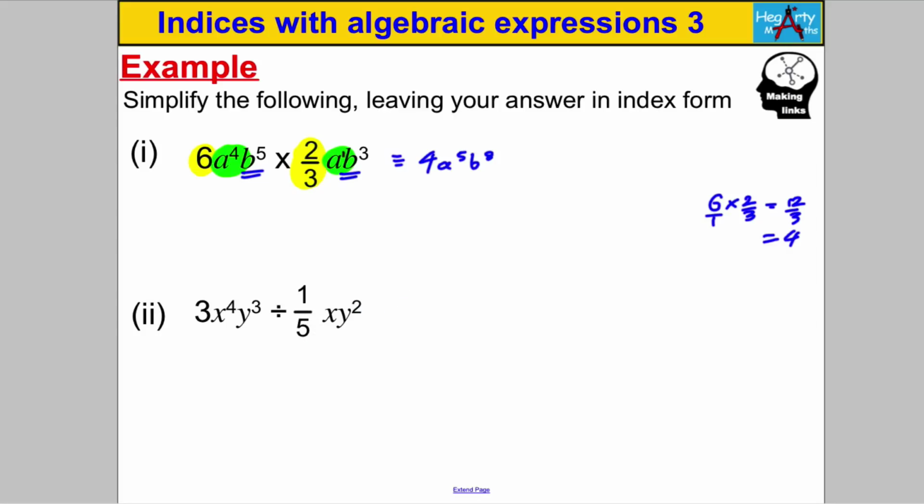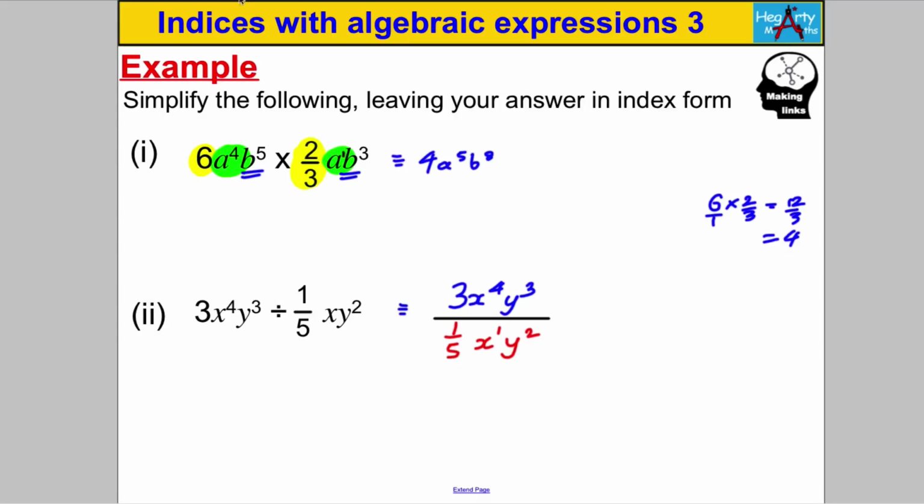Now the next one's a division. I always like to write my division like a fraction. So I'm going to write that as 3x to the power of 4 y cubed, and I'm going to say that's divided by 1/5 x to the power of 1. I'm going to write y squared.